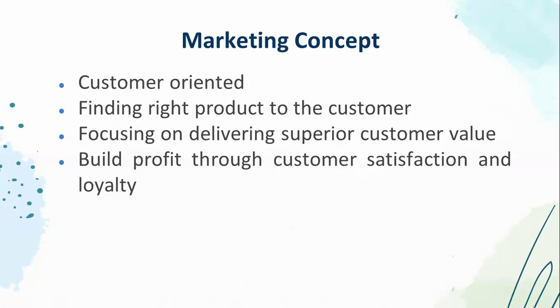Yes, so make the stock available in the market. That means you produce in the large scale, right? You make the mass production and make the product available in the market, right? Mass production and distribution, or we say efficient production or distribution. That's what happened in the production concept. Then what was the next concept?